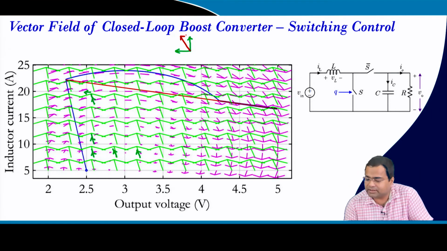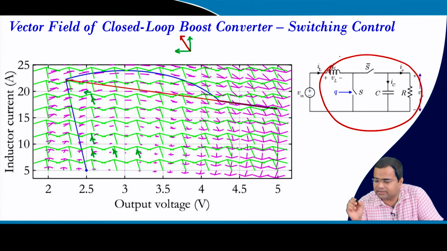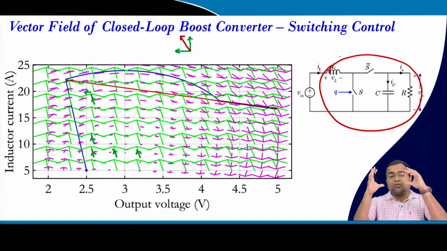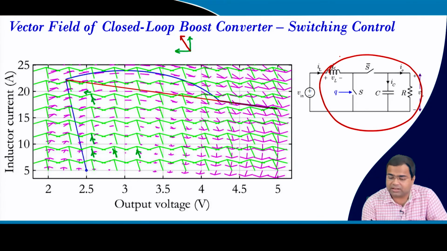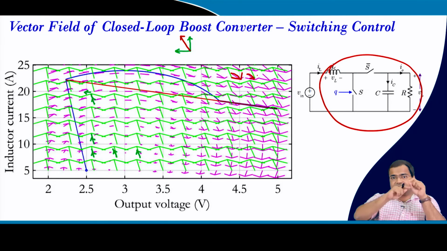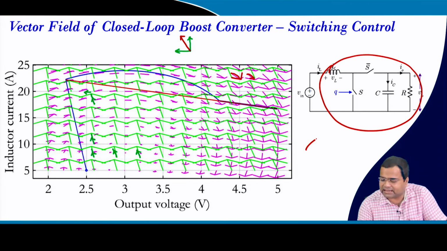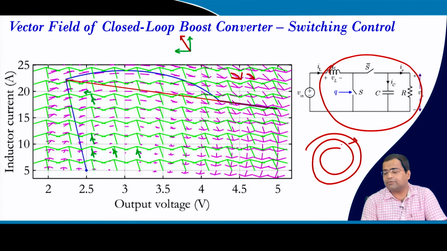During off time, when this RLC circuit is connected, it is similar to a buck converter where we have a complex conjugate pole, and there you will have that kind of spiral motion that we have discussed. That means the trajectory will be this kind of motion, slowly decaying, for the off state.